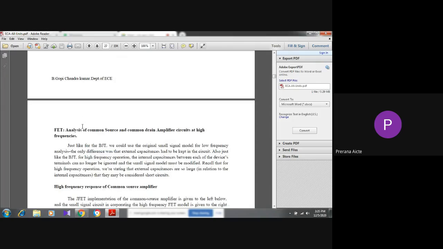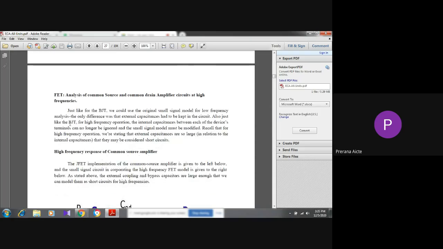Next, FET. Till now we have discussed BJT concepts, bipolar junction transistor concepts. In BJT we have common emitter amplifier, common base amplifier, common collector amplifier. But in this unit we have seen only common emitter amplifier at high frequencies. At high frequencies, we can use the hybrid pi model. What is another name of this? Giacoletto model.